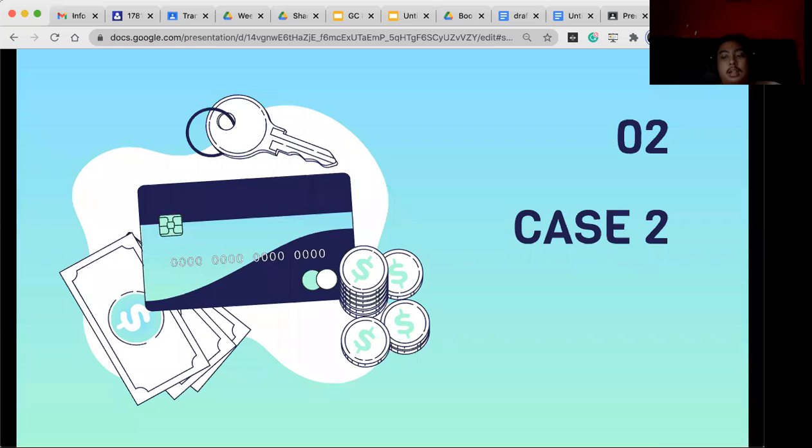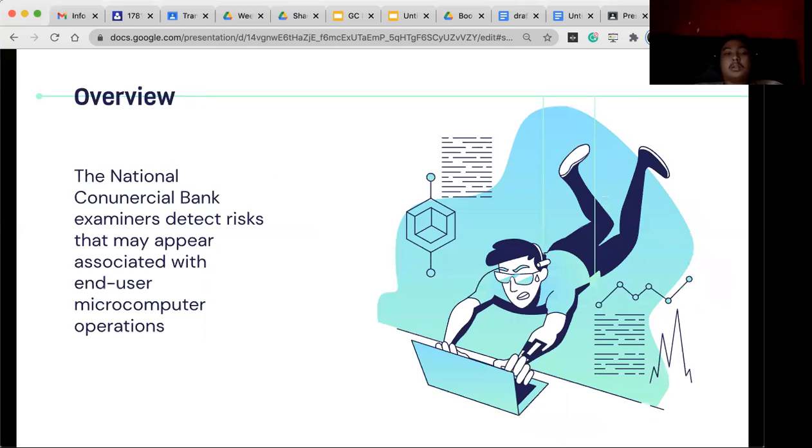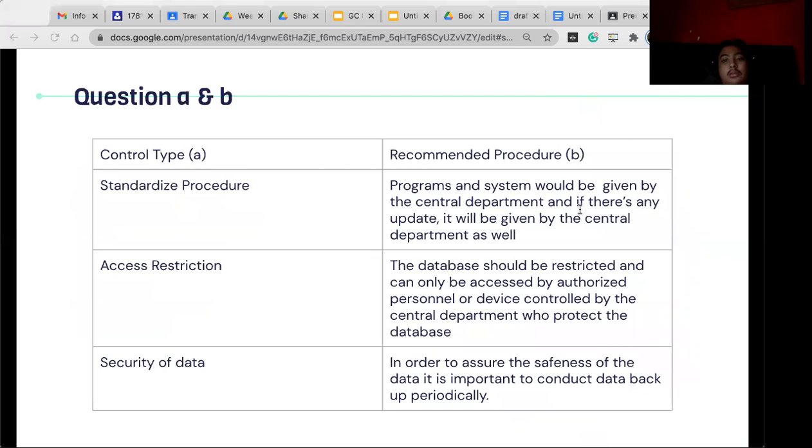And then the next case, case 2, is about National Commercial Bank examiners taking note of risks that may appear associated with end user microcomputer operations. So the two questions are pretty much related. It's about identifying 3 types of controls in microcomputer and user operations where National Commercial Bank might be at risk, and then recommending a specific control procedure that National should implement for each type of control that is defined here.